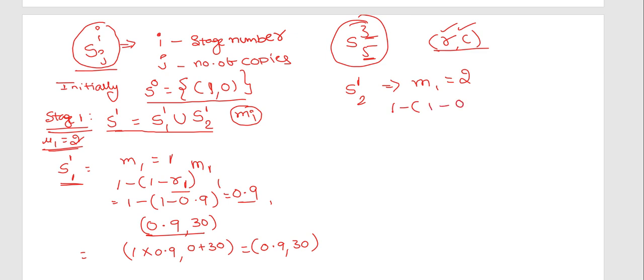1 minus 0.9 whole square. 1 minus 0.9 whole square. So what is the answer? This one is 1 minus 0.1, 0.1 whole square means 0.01. So simply 1 minus 0.01 means 0.99. That is, what is the pair? The reliability. By using this formula we are calculating reliability.